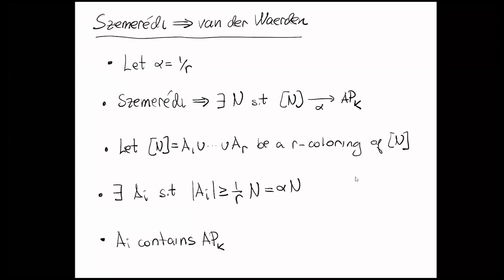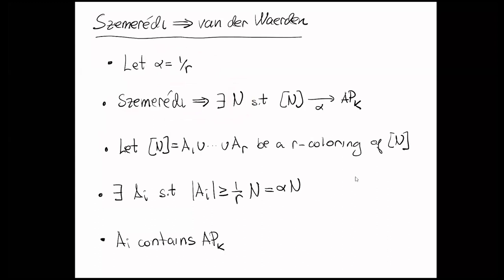And how do we prove it? First, we take alpha to be 1 over r. We can take it because we can take alpha as small as we want. By Szemerédi's theorem, we know that there exists a capital N such that if you take any alpha proportion of N, you have an arithmetic progression of length k. Okay?